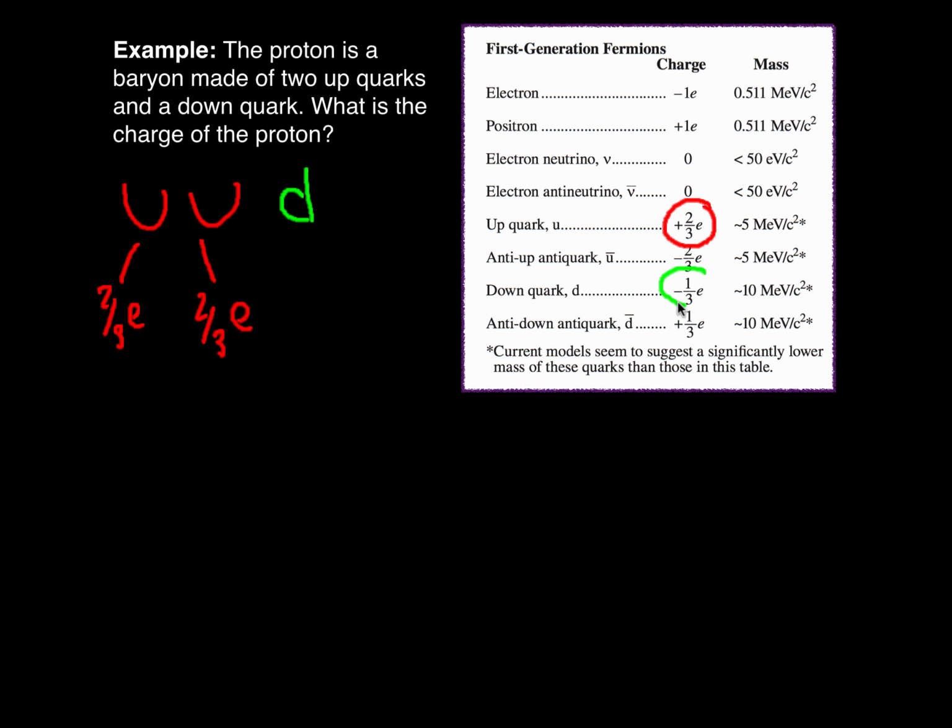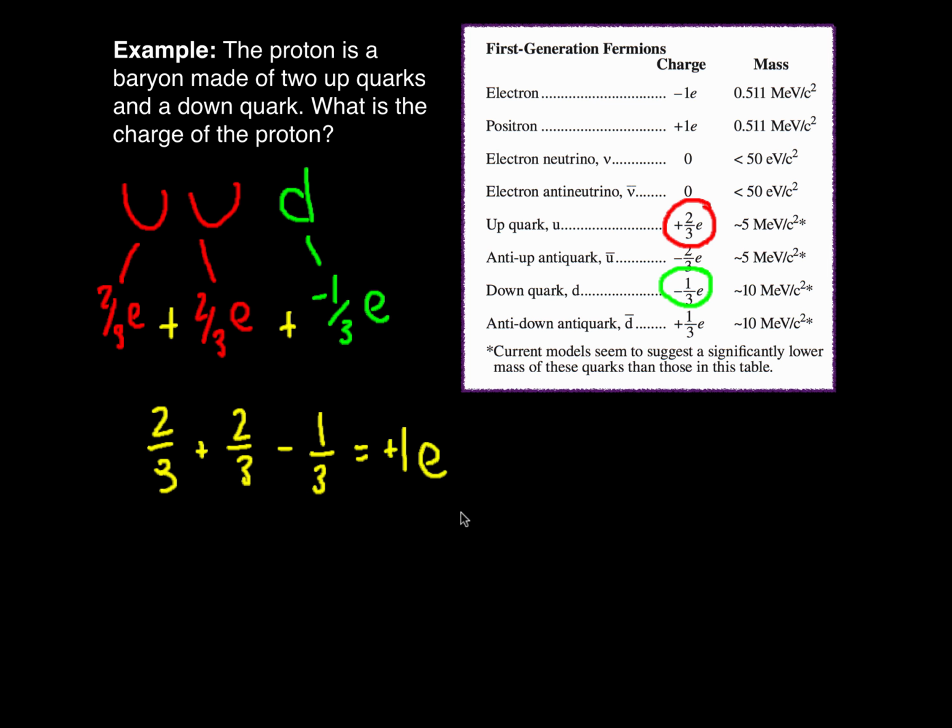The down quark has a charge of negative 1/3 the elementary charge. If you add these charges together, you get the charge of the proton. 2/3 plus 2/3 minus 1/3 is equal to plus 1 the elementary charge. This is the charge of the proton.